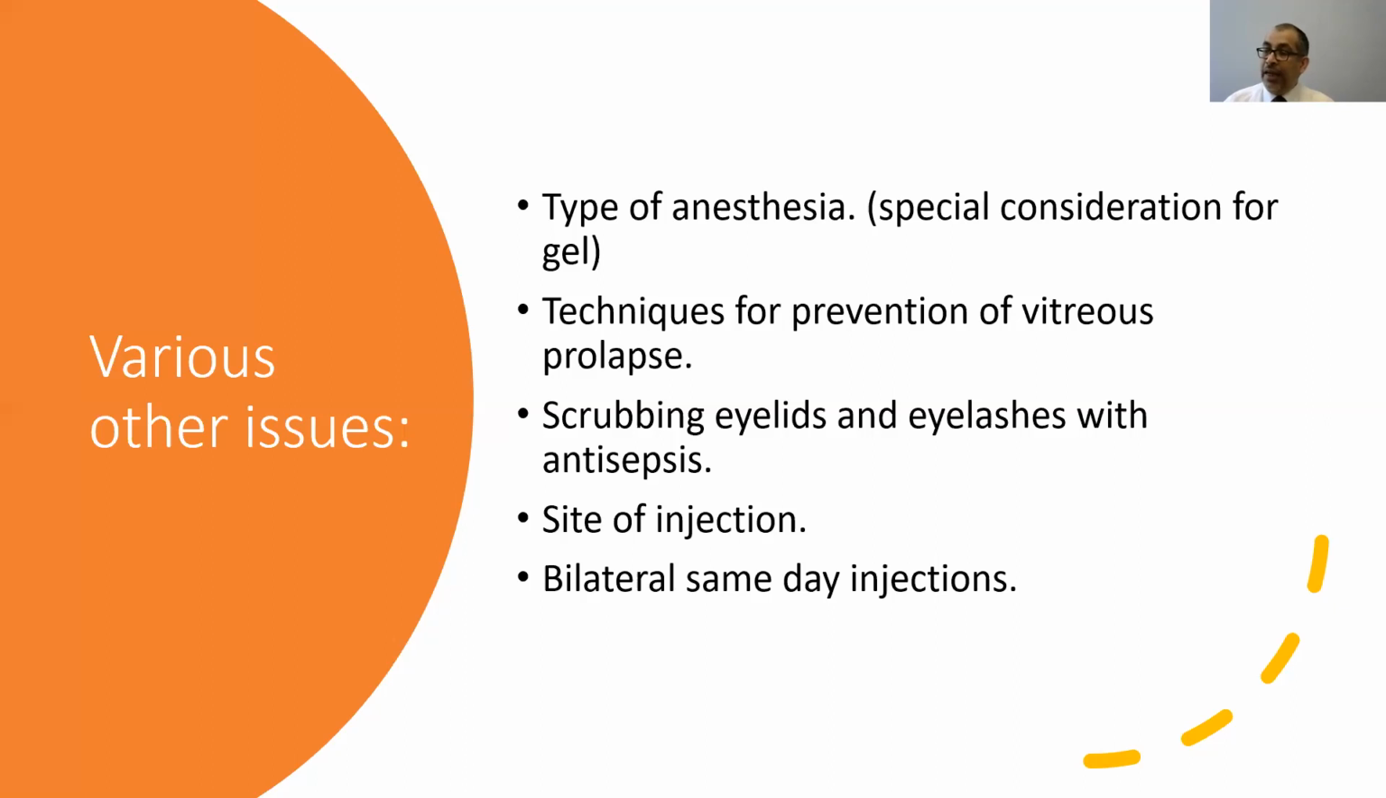Scrubbing eyelids and eyelashes with antiseptic solution, again, has not made any difference. And the site of injection, any of the quadrants around the eye, doesn't really alter the endophthalmitis rates. Some practices here in the United States do bilateral same-day injections because of the high volume they have. We don't do that routinely in my practice, but it's been proven to not increase the rate of endophthalmitis. But you have to make sure that you use a different set of instruments and re-glove, and do everything as if this patient was coming in for a second visit before doing the injection in the other eye.